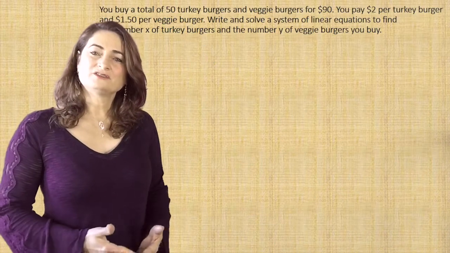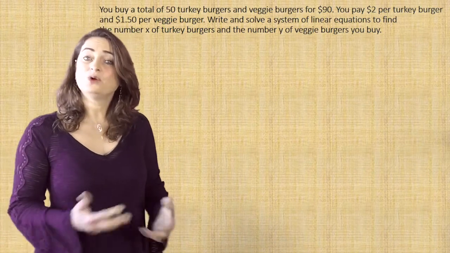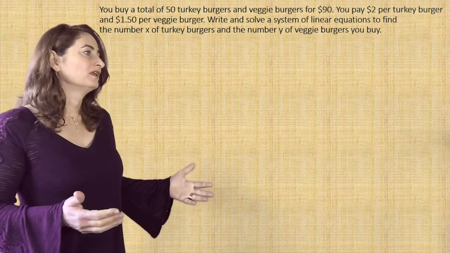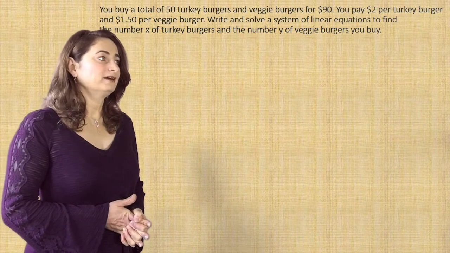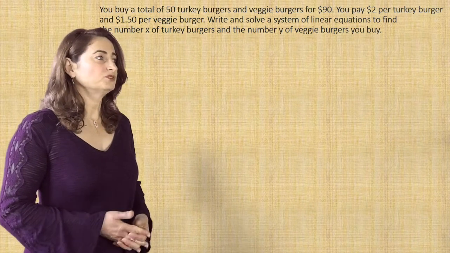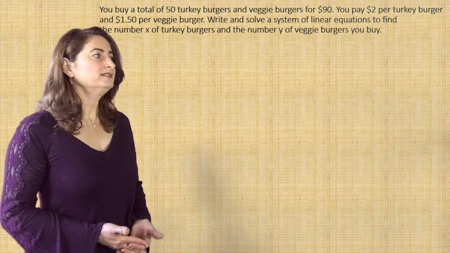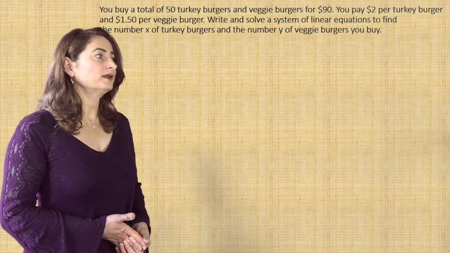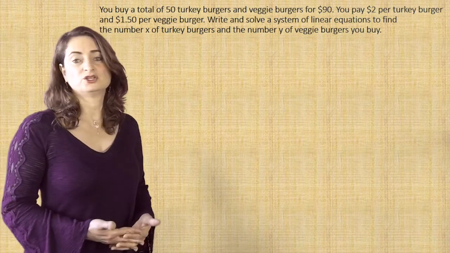Now let's try this real world problem. It will make more sense for you to understand what is a solution of a system of linear equations. You buy a total of 50 turkey burgers and veggie burgers for $90 and pay $2 per turkey burger and $1.50 per veggie burger. Write and solve a system of linear equations to find the number x of turkey burgers and the number y of veggie burgers you buy.